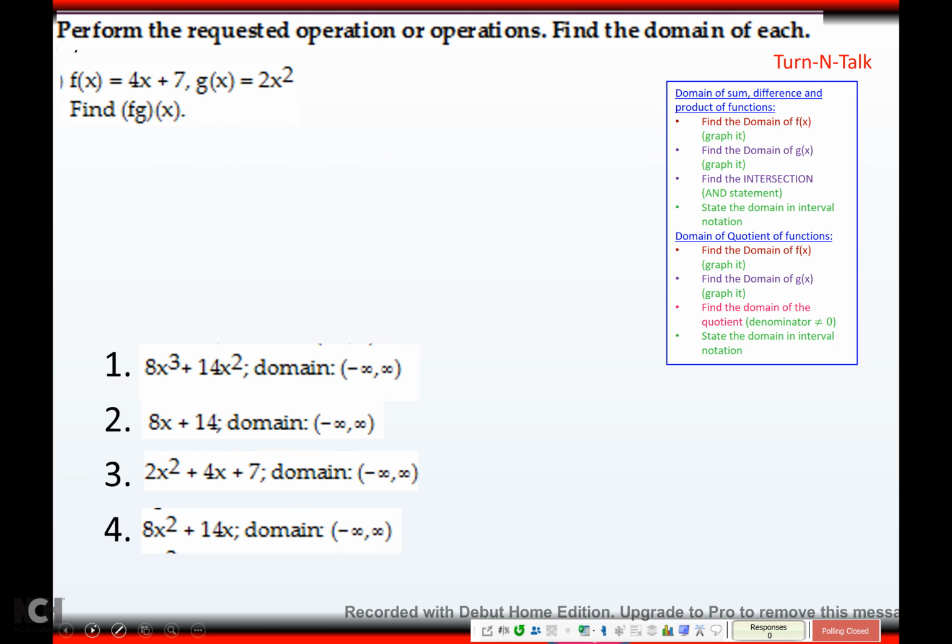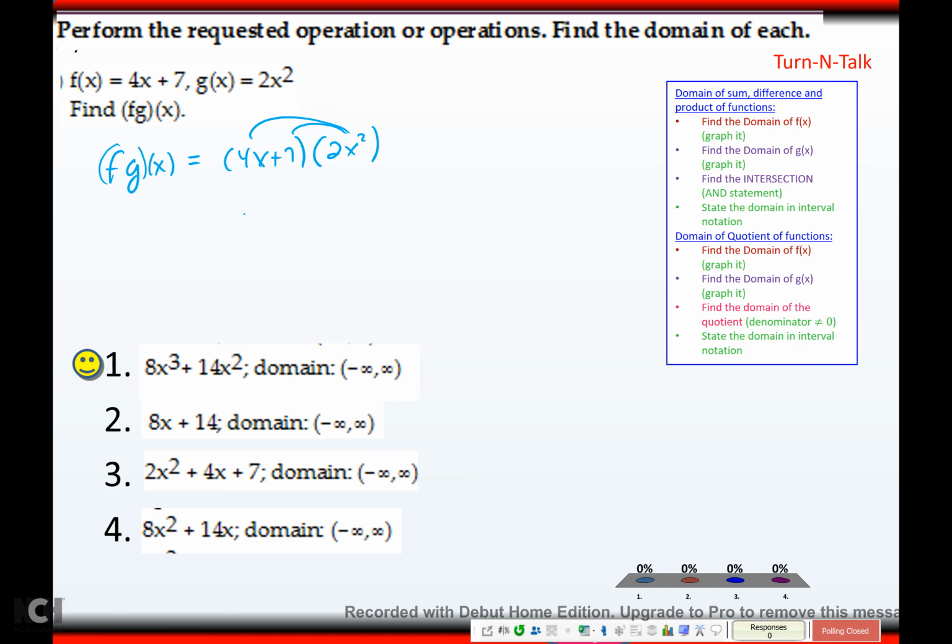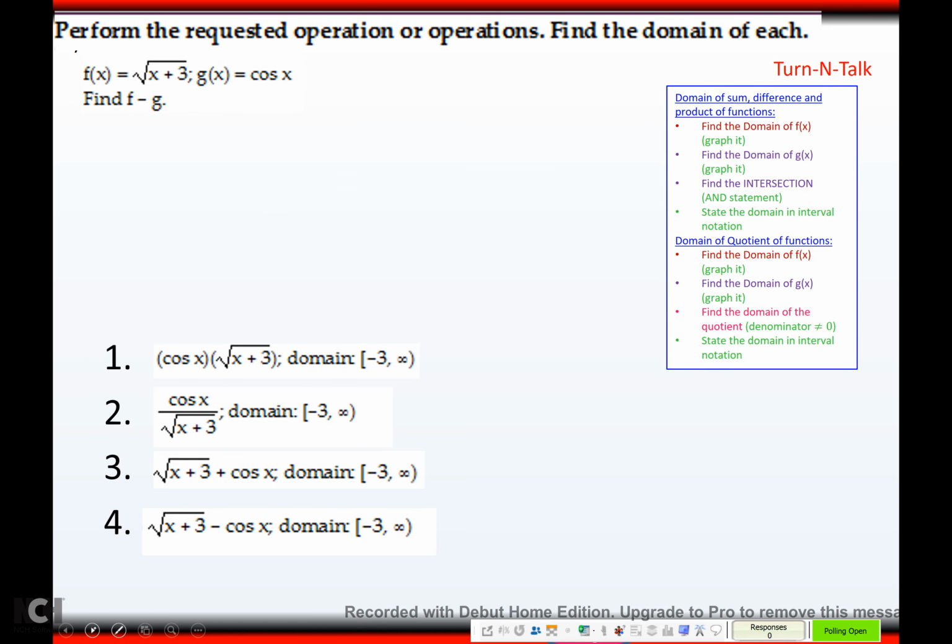Okay, try this one. They want you to do f times g. Hit pause, come back when you're ready. And hopefully you got 1. So f times g of x is going to be my f function times my g function. So distribute, and I get 8x cubed plus 14x squared. No denominators with letters, no radicals with variables, so my domain is negative infinity to infinity.